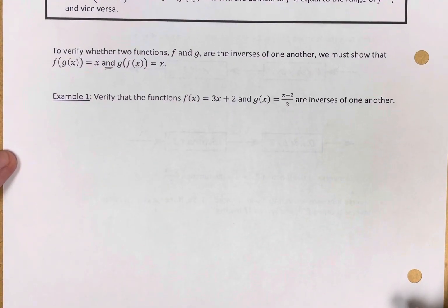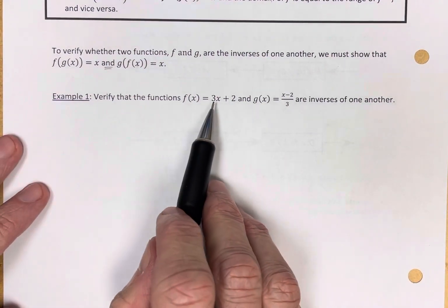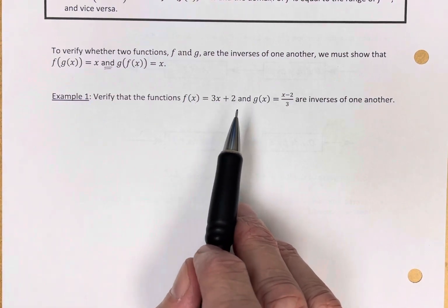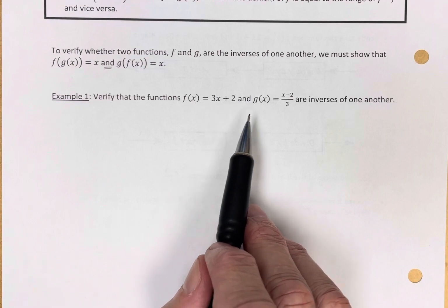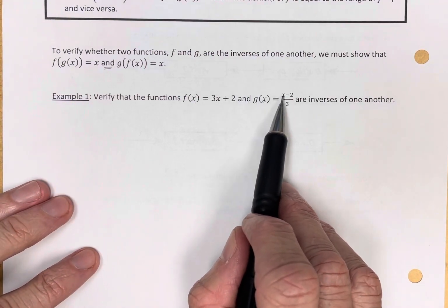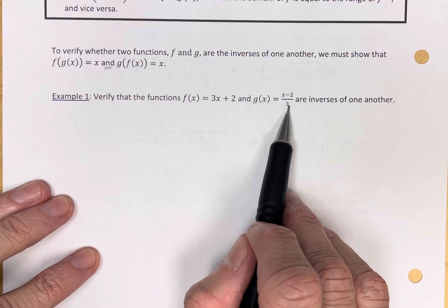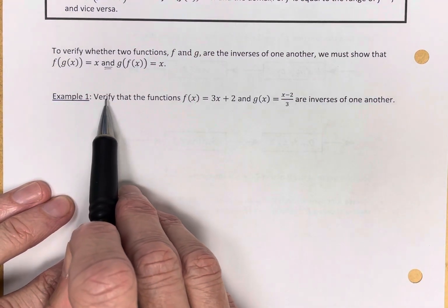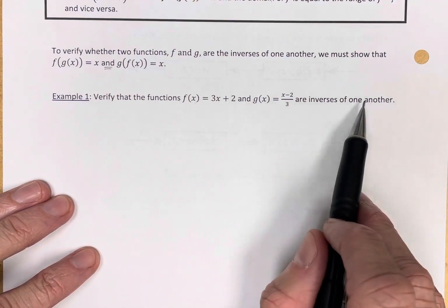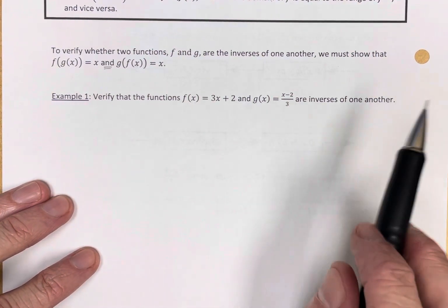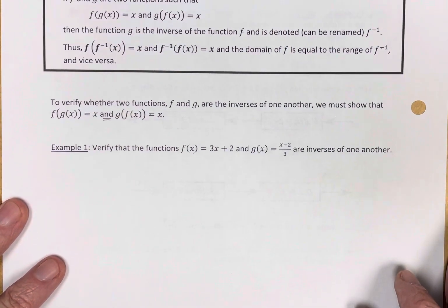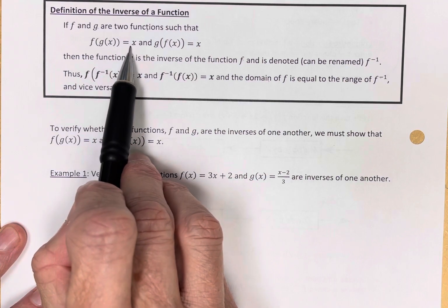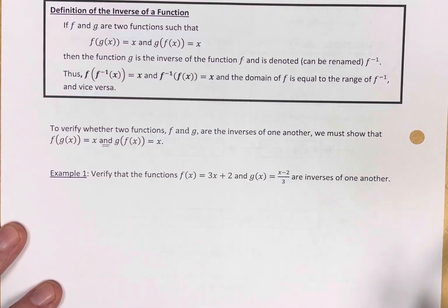This is fairly straightforward. Okay, so we want to verify that the function f of x equals 3x plus 2 and the function g of x is equal to (x minus 2) over 3 are inverses of one another. So by verify, we know they are. Okay, we're verifying it. We know they're inverses of one another. Let's prove that by going up to here and showing that f of g of x is x and g of f of x is x.